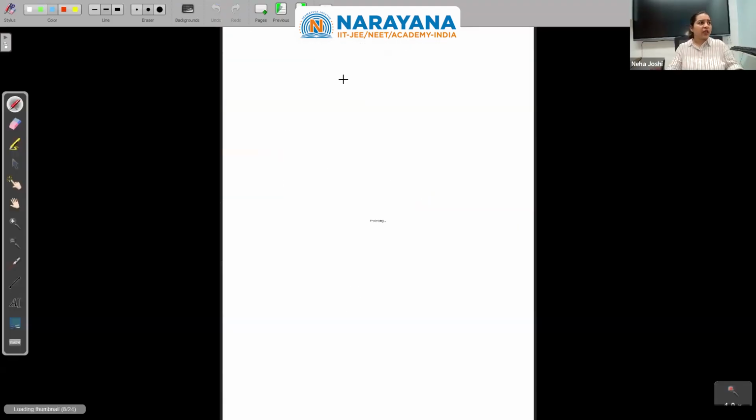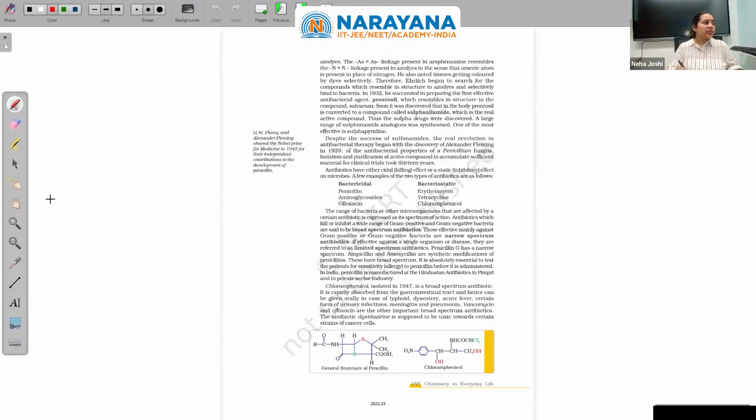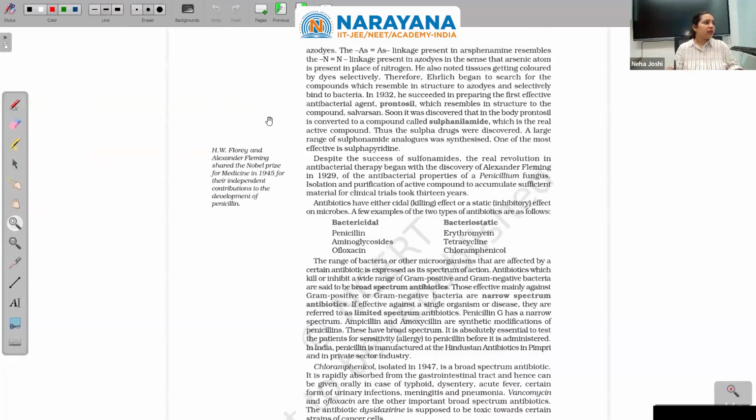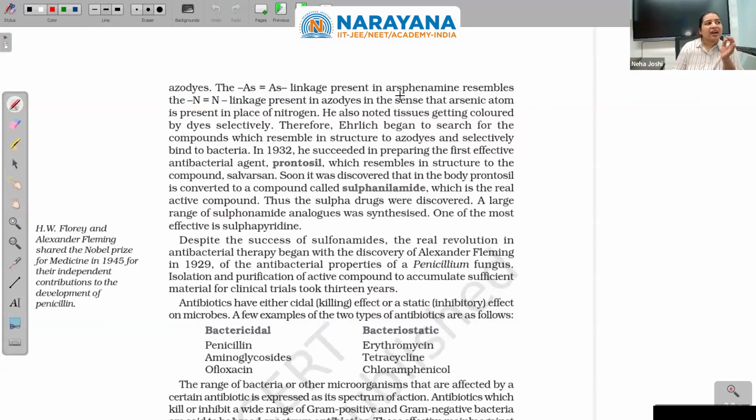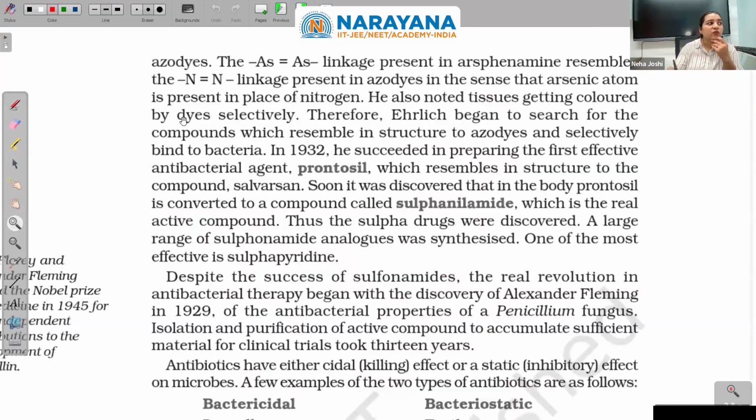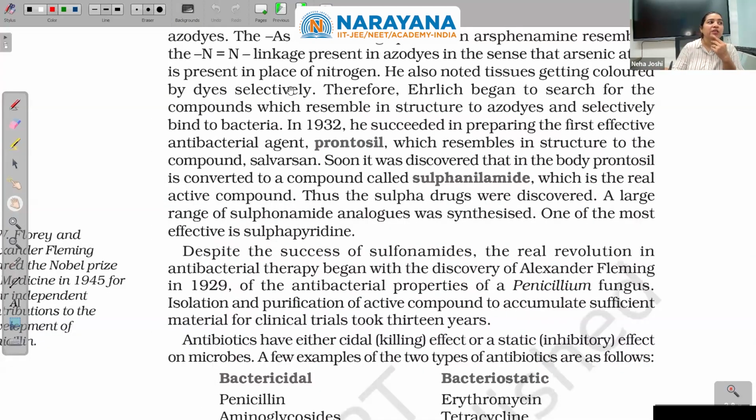He noticed that. Now, after noticing this structural similarity, the arsenic double bond arsenic linkage present in arsphenamine resembles the N double bond N linkage present in azo dyes, in the sense that an arsenic atom is present in place of nitrogen. He also noted tissues getting colored by dyes selectively, like azo dyes. All tissues do not get colored, only some selectively. Therefore, Ehrlich began to search for a compound which resembles azo dye in structure and selectively binds to bacteria.